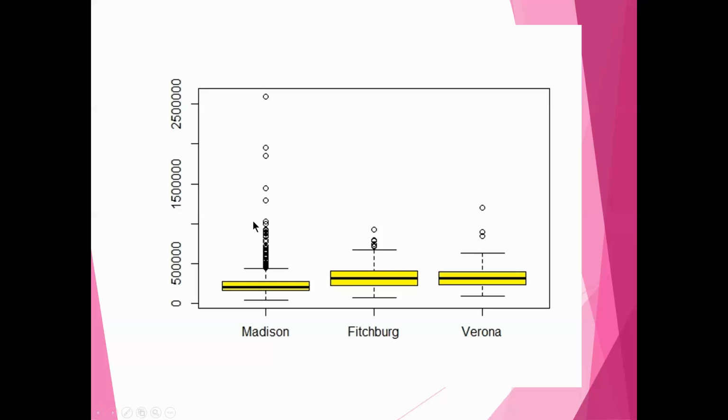Box plots are especially useful for comparing two or more quantitative data sets. So with this box plot, again, of prices of homes, we see, oh, so Fitchburg and Verona look pretty much the same in terms of how much the houses cost, and they clearly cost more than Madison homes, although Madison has some extreme outliers that are more than anything in Fitchburg or Verona. So this is a great tool when you've got one quantitative variable that you want to compare across 2 or more samples.